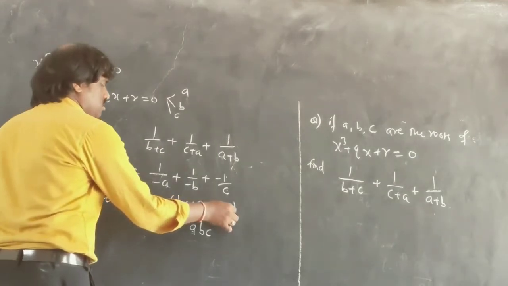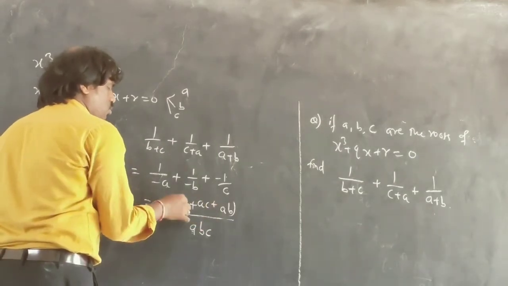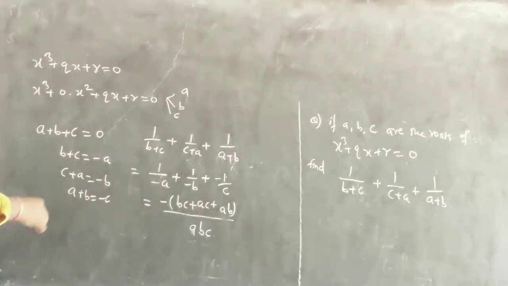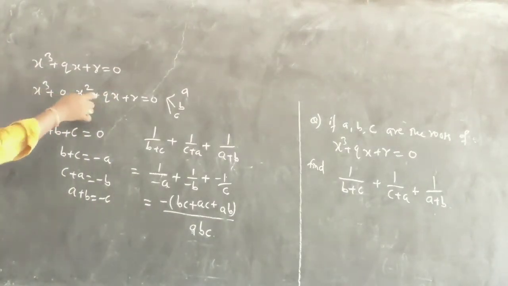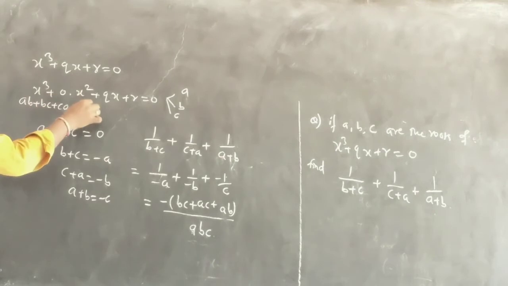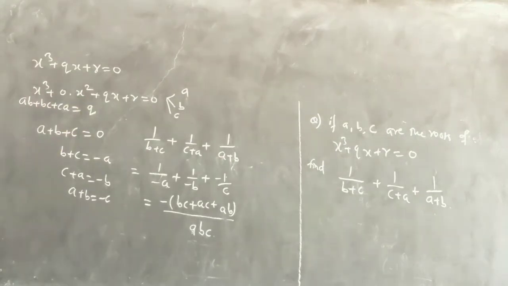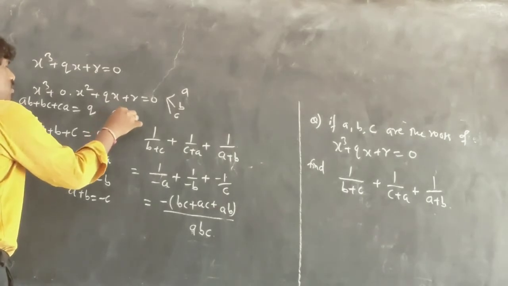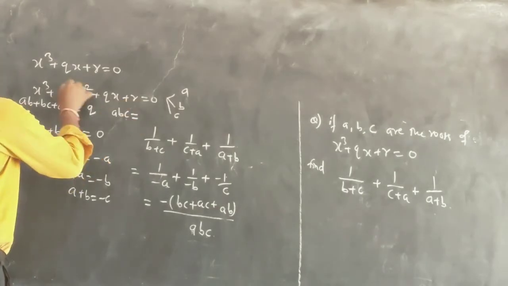So I got the sum of the two roots taken at a time and the product of the roots. What is the sum of the two roots taken at a time here? That is ab plus bc plus ca is equal to q by 1. That is q. Okay, and the product of the roots, a into b into c, that is equal to r by 1.